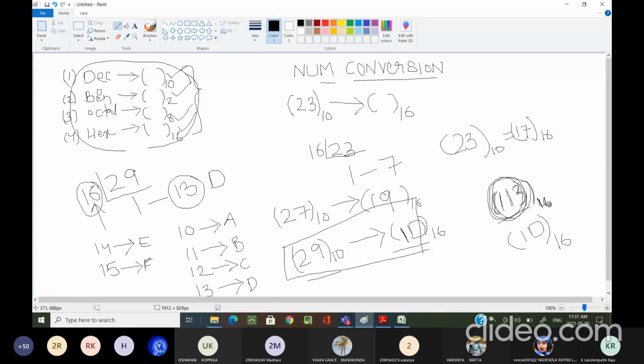Now you can practice. You take any random numbers, your own numbers. Here, because of space constraint, I am taking smaller numbers. You take a larger number, whether it may be a 3-digit number or 4-digit number. But that number should be a decimal number. Why? Because we are converting decimal into other number systems.